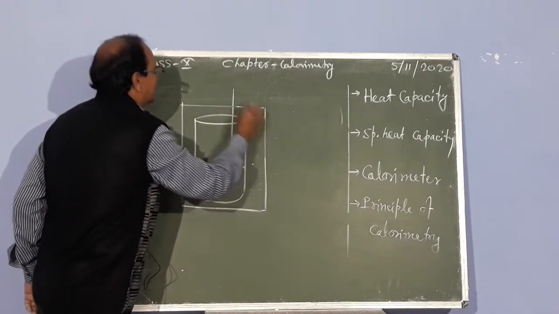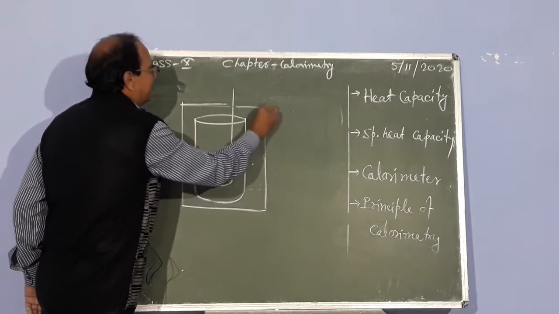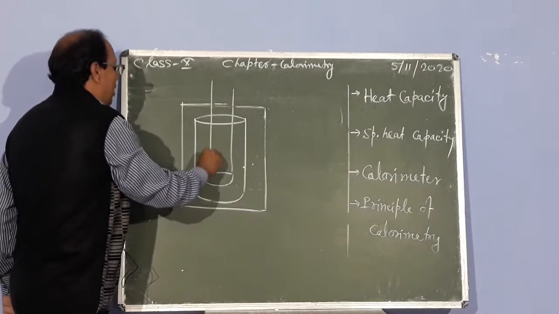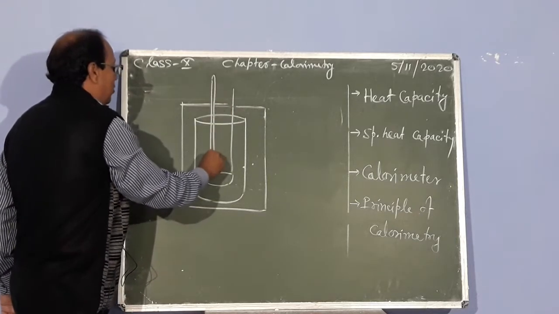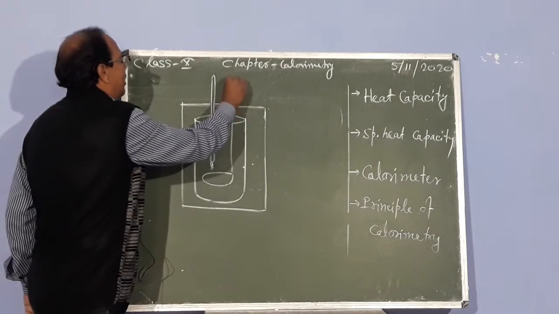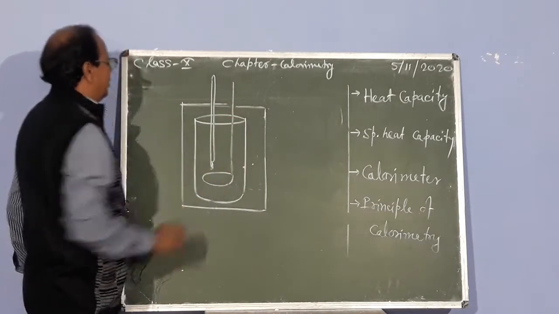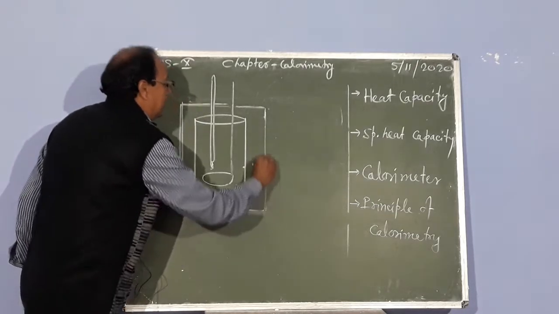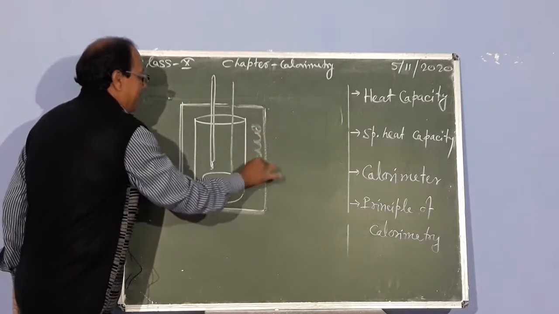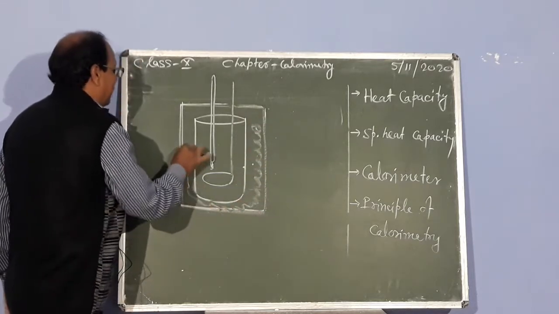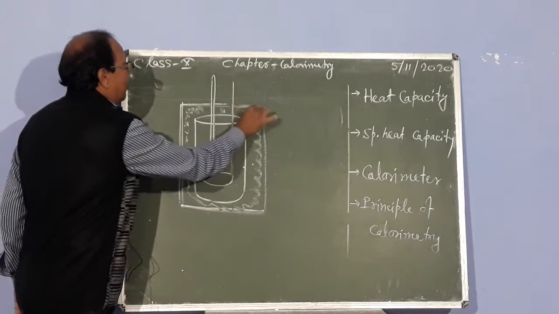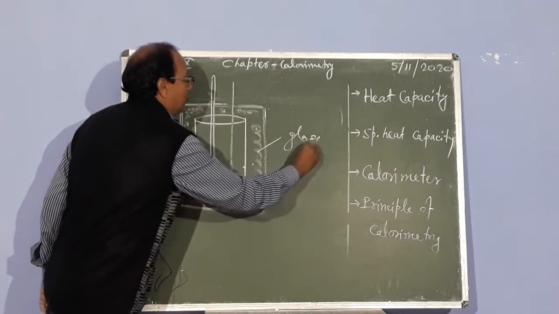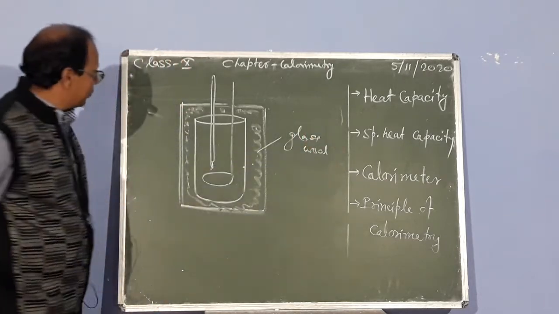Better to say wooden box with wooden lid, and then there will be two holes through the lid. Through one hole, a thermometer will be kept, and through the other, the stirrer will be kept. And this wooden box is also covered with some sort of non-conductor, normally glass wool. Okay, let me discuss once more.